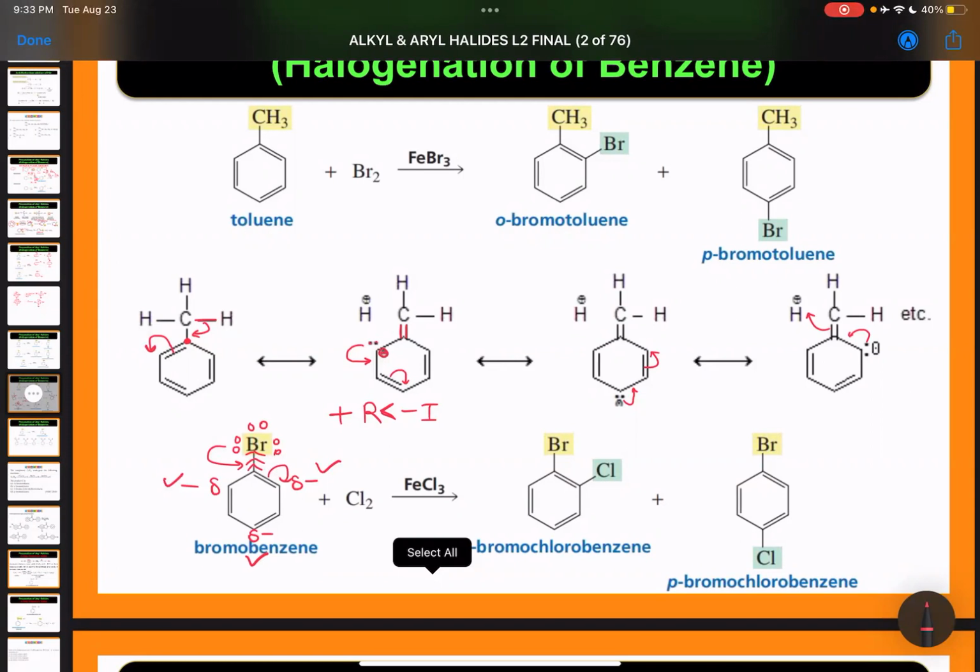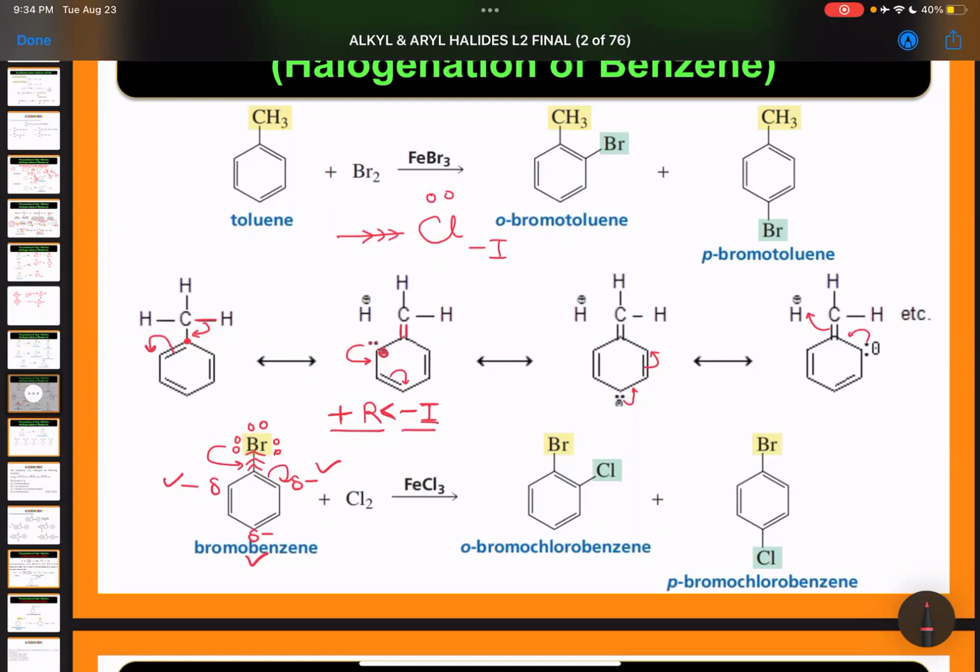Why? Because the lone pair actually appears in doing the resonance. The lone pair enriches the electron densities at ortho and para position. Though overall, the bromine is electron withdrawing because their inductive effect is higher than their resonance effect. The plus means they are donating, minus means they are withdrawing. So suppose, for example, chlorine is there. These electrons, the sigma bonded electrons, are pulled away by the chlorine. Okay, this is known as minus I effect.